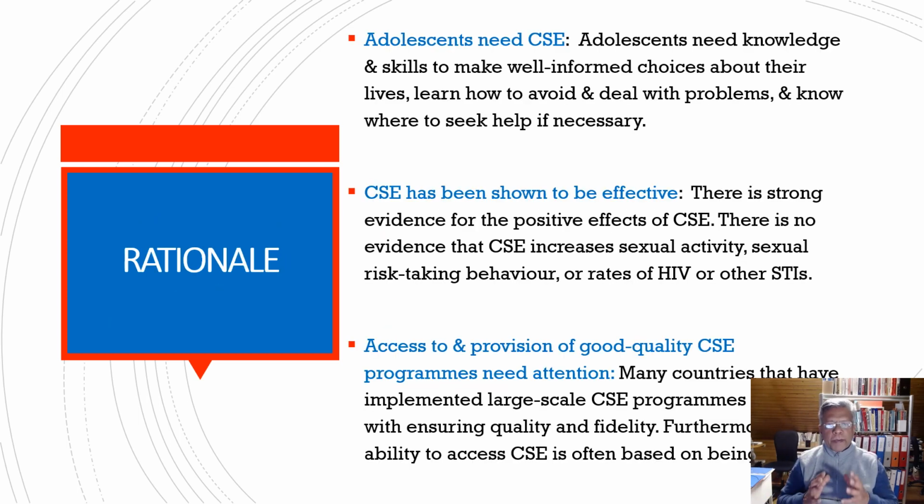From the global perspective, we'd like to make 3 points. Firstly, adolescents need sexuality education. They need knowledge and skills to make well-informed choices about their lives, to learn how to avoid and deal with problems if and when they occur, and to know where to seek help if necessary. So they need comprehensive sexuality education.